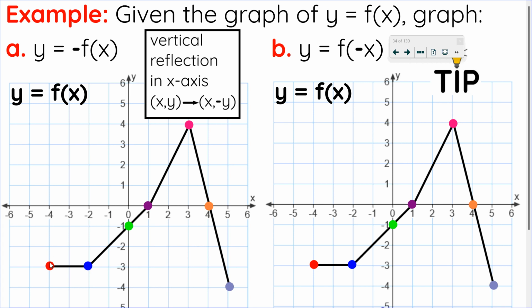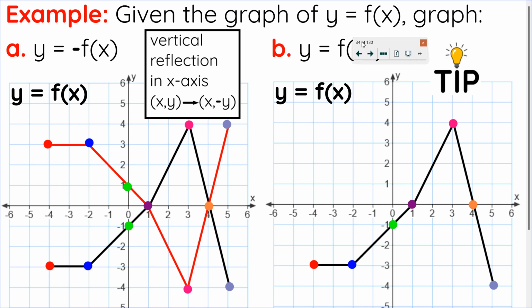So when x is -4, y is going to go from -3 to +3. When x is -2, y goes from -3 to +3. When x is 0, y goes from -1 to +1. When x is 1, that stays the same because it's an x-intercept. When x is 3, the y value goes from 4 to -4. When x is 4, y is 0, so it stays where it is. When x is 5, y goes from -4 to +4. So I'm going to take that and put it up at +4. So now all I have to do is connect the dots, and that's the graph of negative f of x.